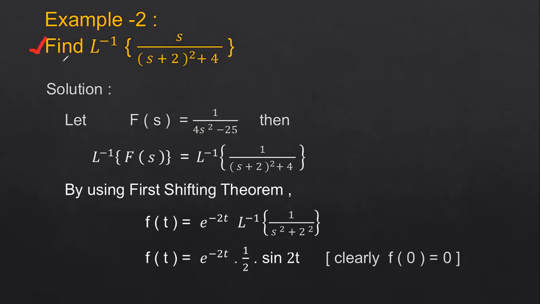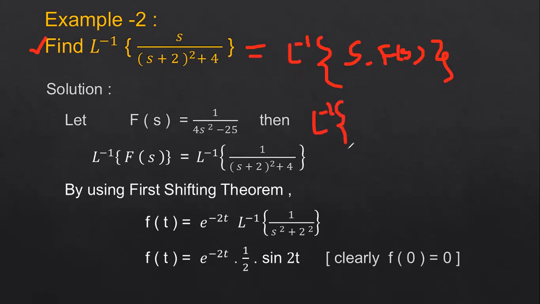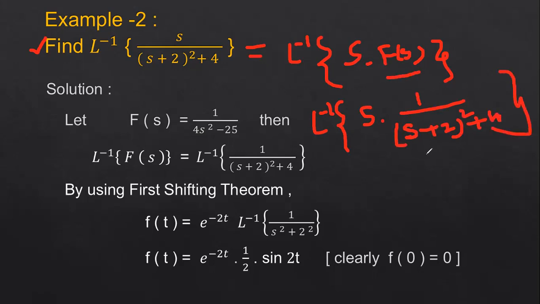So if you go for the second problem, find the Laplace inverse of s by s plus 2 whole square plus 4. So this can be compared with the Laplace inverse of s into f of s. Okay, right. So the Laplace inverse of s into 1 by s plus 2 whole square plus 4. Now the f of s will be this function, 1 by s plus 2 whole square plus 4.